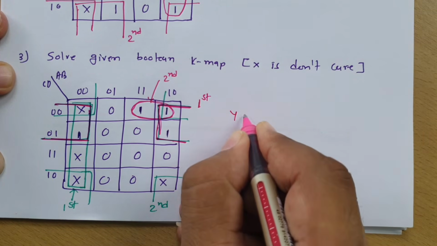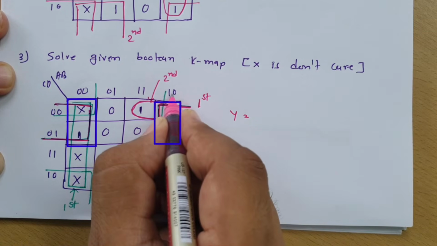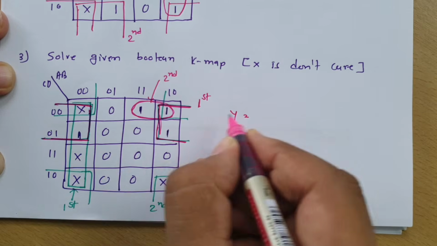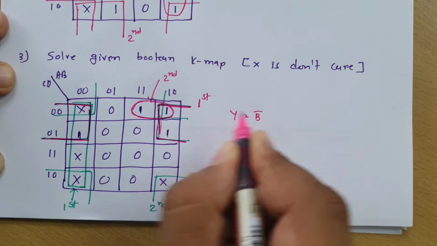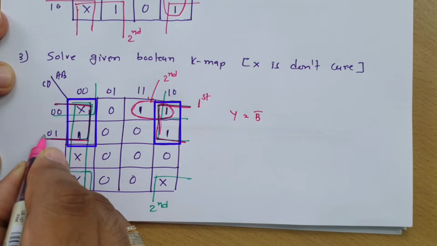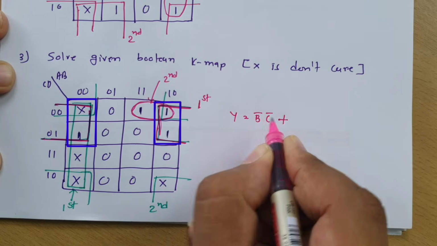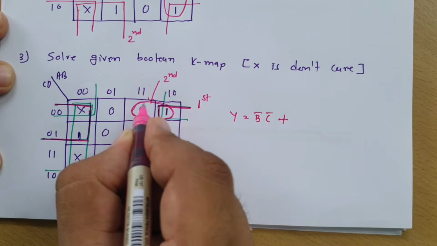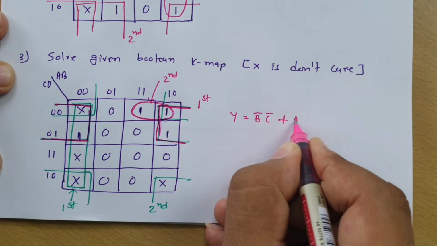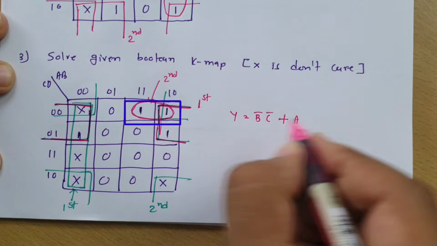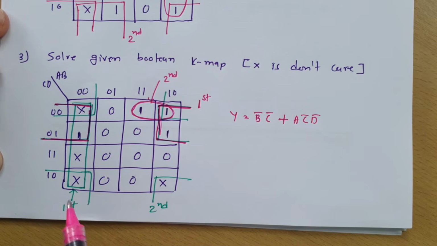So my function is y is equals to, for first group you can see AB is 0 0 1 0, so A is changing and B is 0, so B bar, and horizontally CD is 0 0 0 1, so C is 0, so B bar C bar, plus second group that is having AB which is 1 1 and 1 0, so A is 1, so A, and CD is 0 0, so C bar D bar. So this is the correct solution for this question, right?